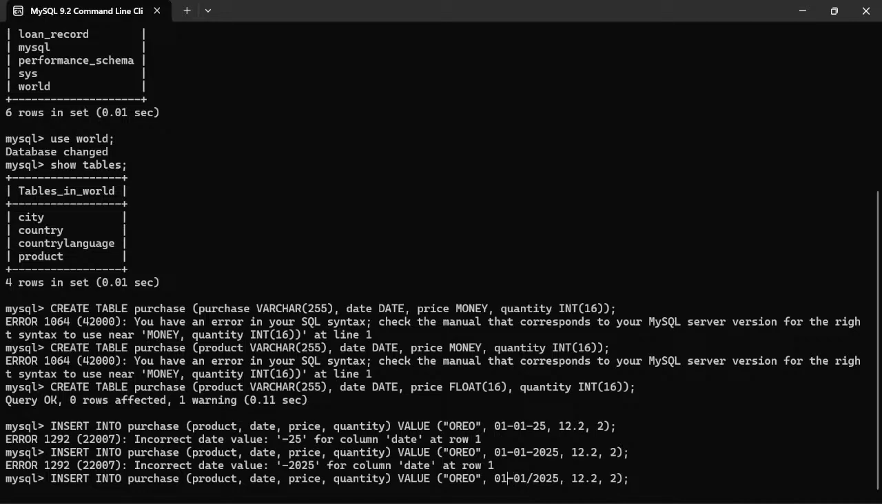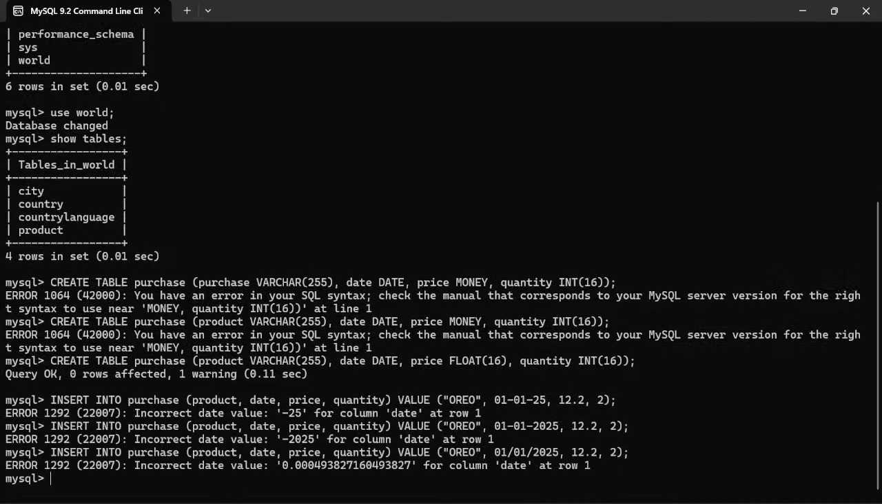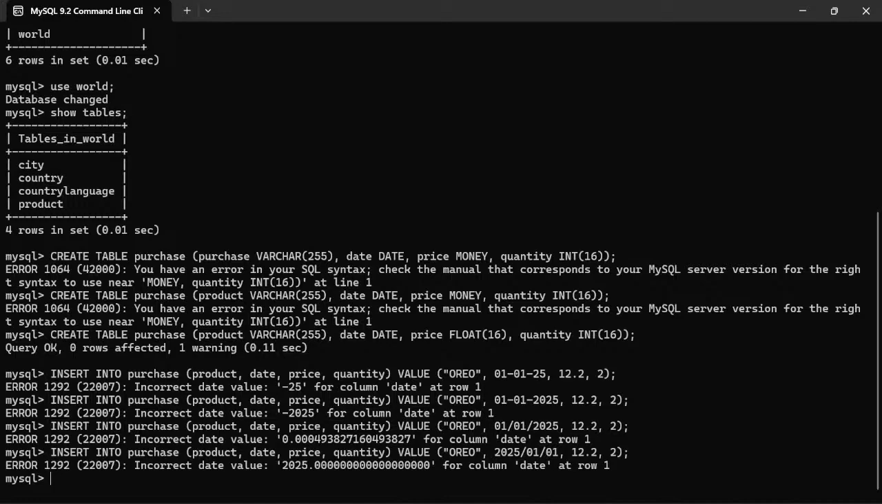Okay, so it should be like this. That means incorrect date value. Okay, date value is incorrect. Okay, so 2025 here, 01/01. Nah, it is still not working, so I have to check it again.